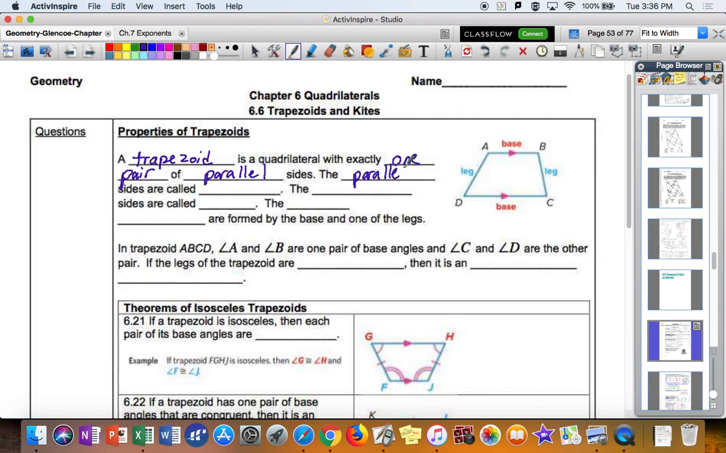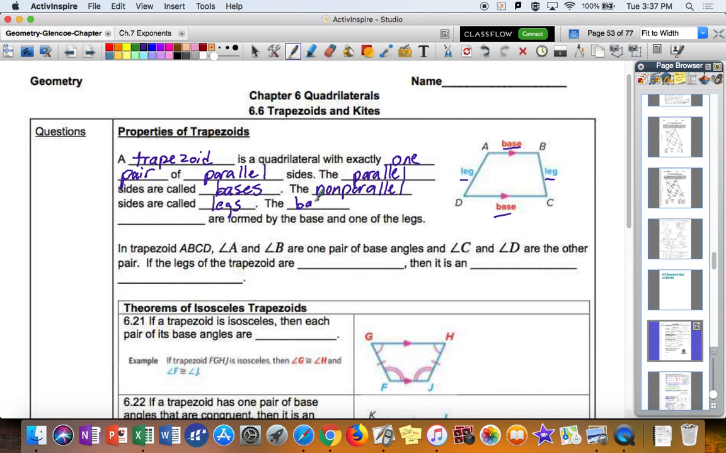The parallel sides are called the bases of the trapezoid. And then the non-parallel sides are called the legs. So you have bases and legs of a trapezoid, kind of like you have bases and legs of an isosceles triangle. So we have some of that same terminology. Notice the drawing on the right here does have the two bases, the parallel sides, and notice the parallel markings, and then the legs are the other non-parallel sides.